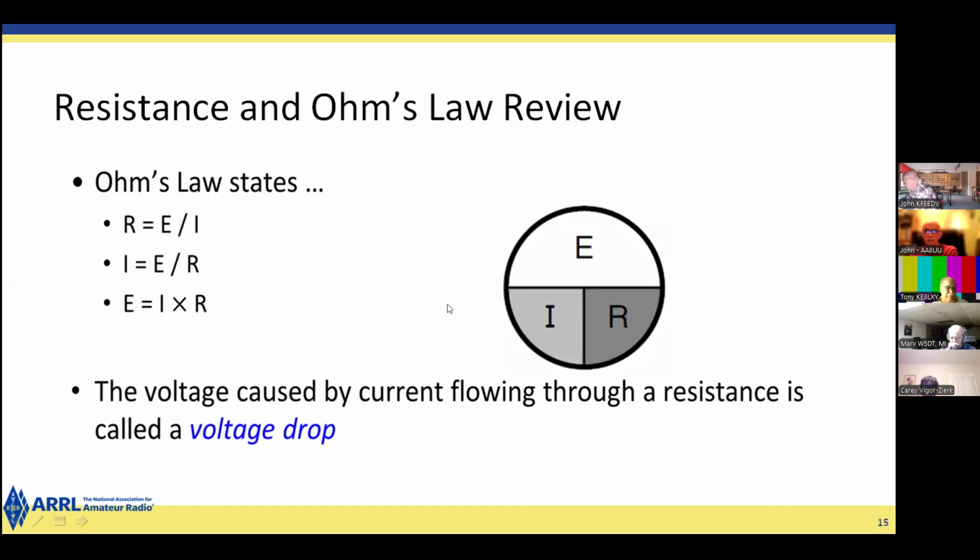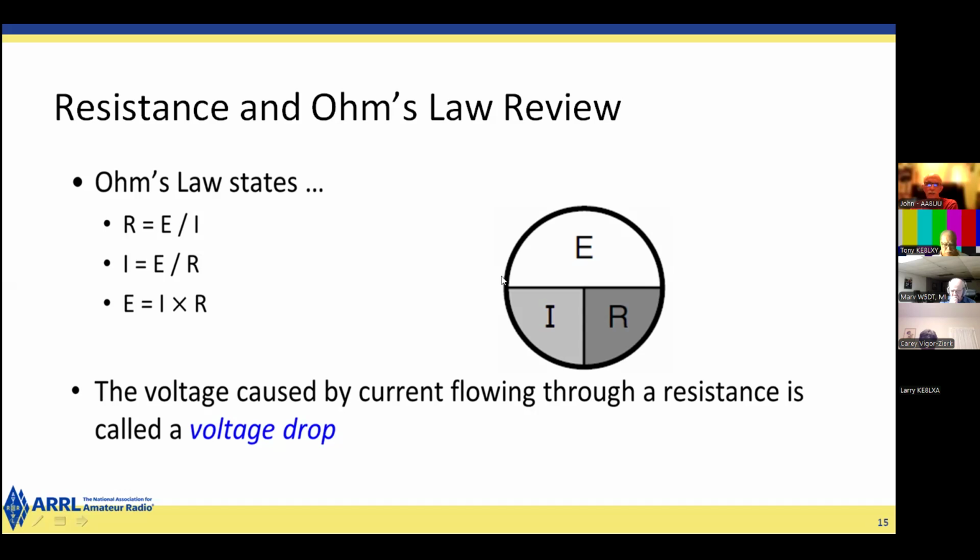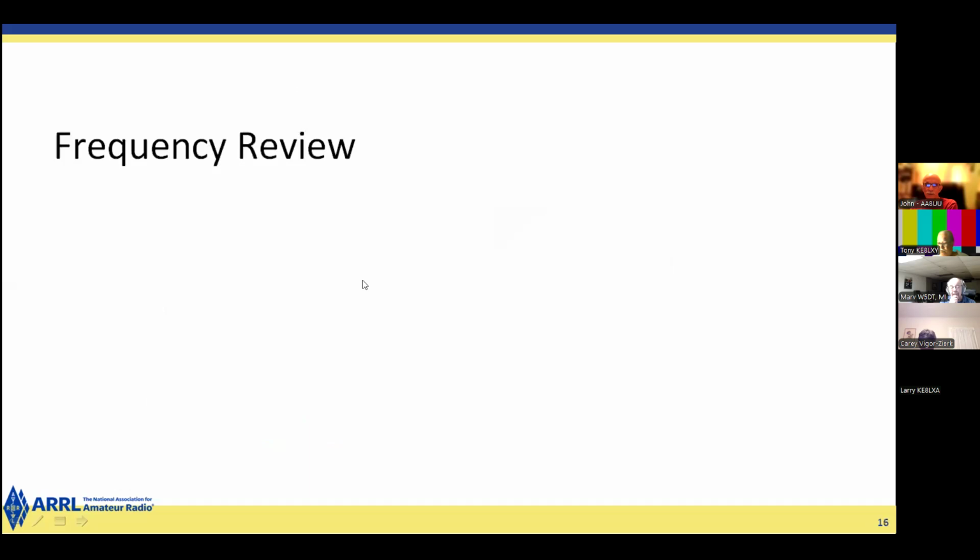So that's what this little circle's about. R equals E over I, I equals E over R, and E equals IR. So that's what that's about. Okay, frequency review. We're just going to move right along.